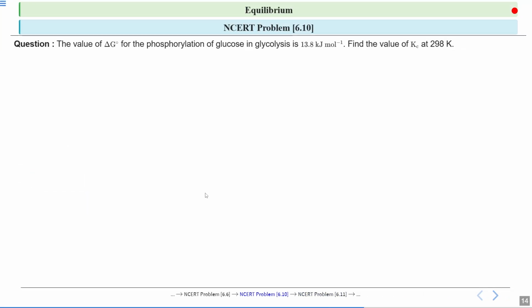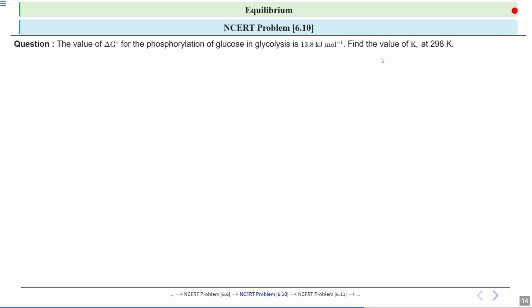Let's move on to the second question. For this question, the value of delta G naught for phosphorylation of glucose in glycolysis is 13.8 kJ per mole. You have to calculate the Kc value. Remember, you have to do a unit conversion here because the R value is taken as joule per mole per Kelvin. So you have to convert this kilojoule into joule.